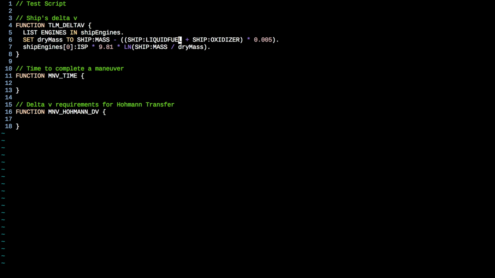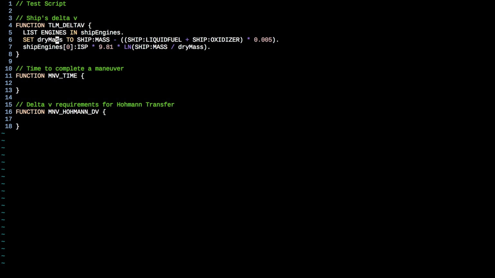So now we have our dry mass, which is equal to what the mass is currently, minus the weight of all of the fuel that we'll be expending. And there we go. Now we have our formula to get us our delta V. You'll notice I've also named these functions with a little bit of a prefix just to make sure that we know where we're eventually going to put these, because we'll eventually want to put these into separate libraries. I'm going to call this TLM for telemetry. This is just giving us information. And these next two scripts are MNV for maneuver, because they're about maneuvers.